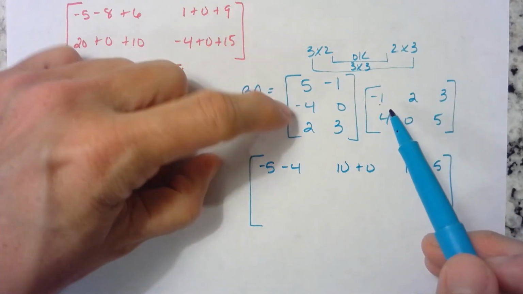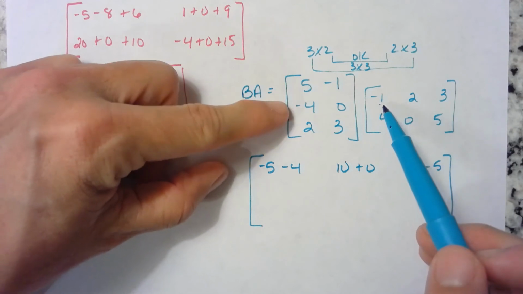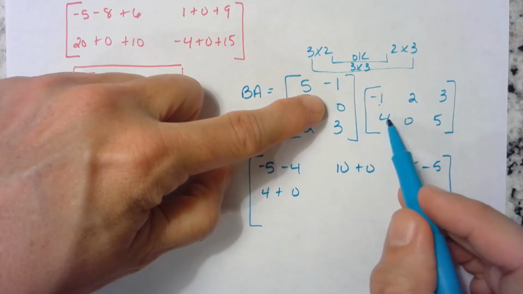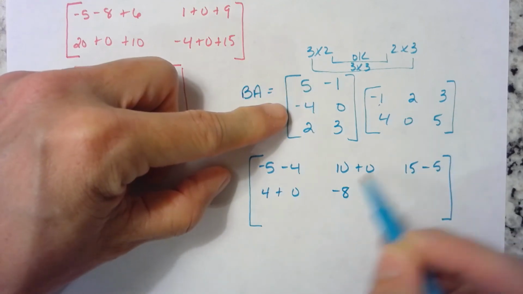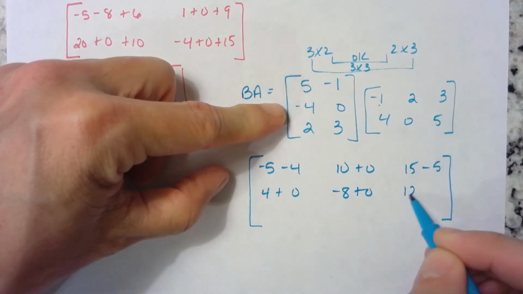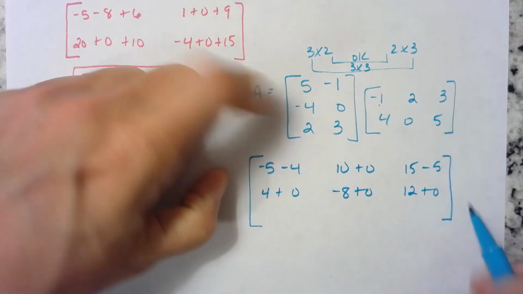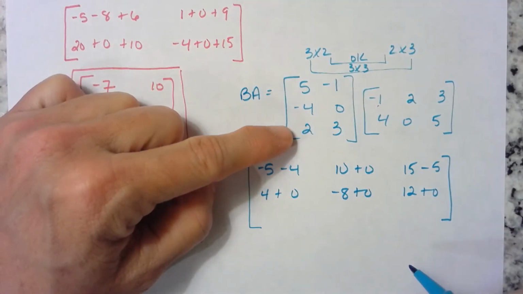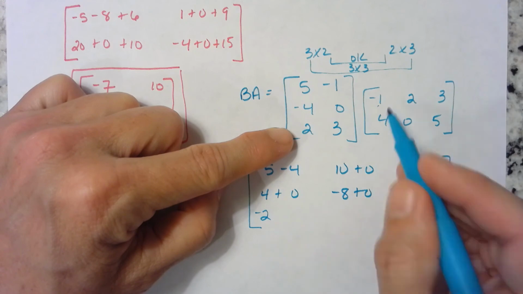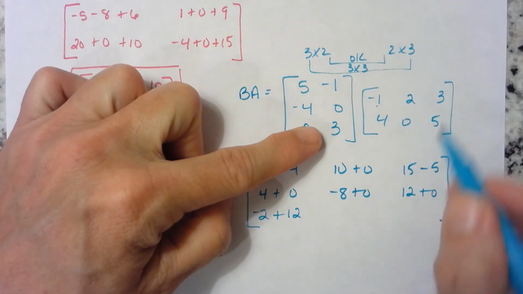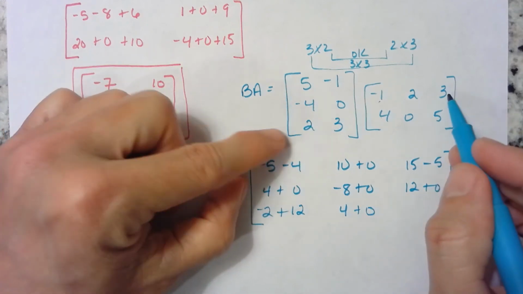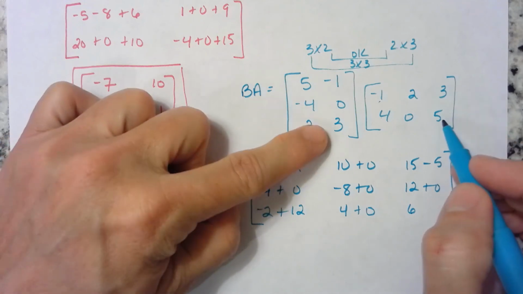I move to the second row and go back to the first column. So negative 4 times negative 1. 0 times 4. Negative 4 times 2. 0 times 0. Negative 4 times 3. 0 times 5. Now I finally made it to my last row. I multiplied this row times each column. So 2 times negative 1. 3 times 4. 2 times 2. 3 times 0. 2 times 3. 3 times 5.